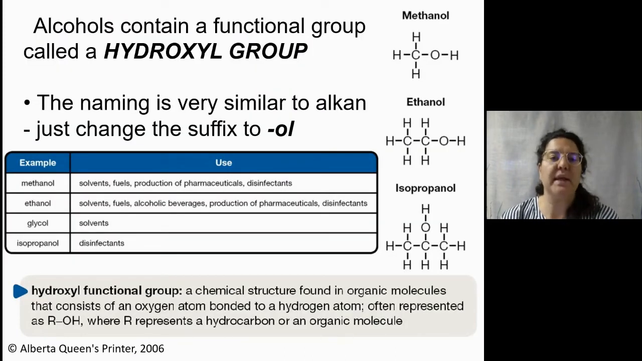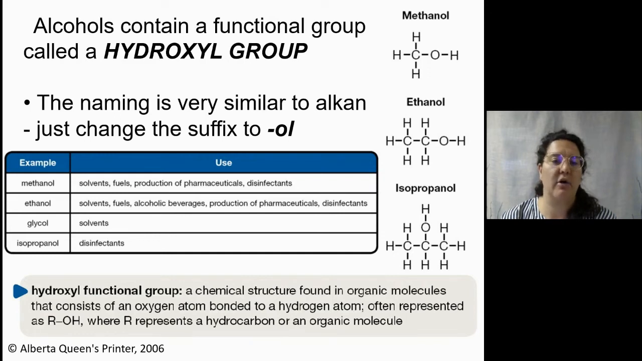So alcohols contain a functional group called a hydroxyl group, just like we had a functional group from a halogenated hydrocarbon in the previous lesson. So the naming of a hydroxyl group is very similar to the naming of an alkane. We're just going to change the suffix ending to -ol. And again, this information is in your data booklet.